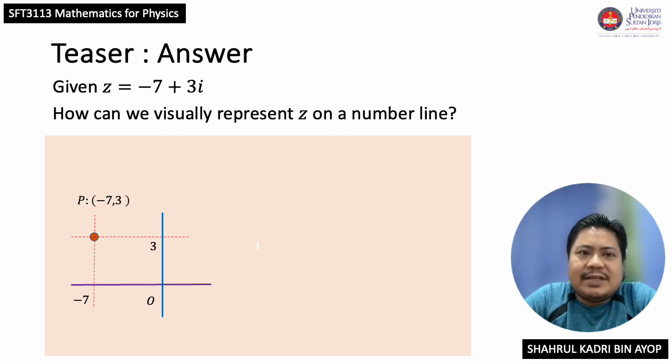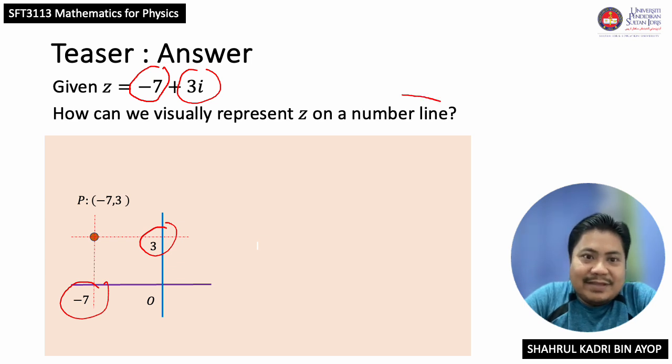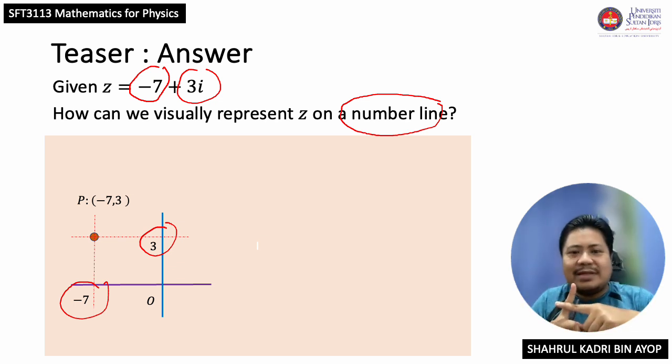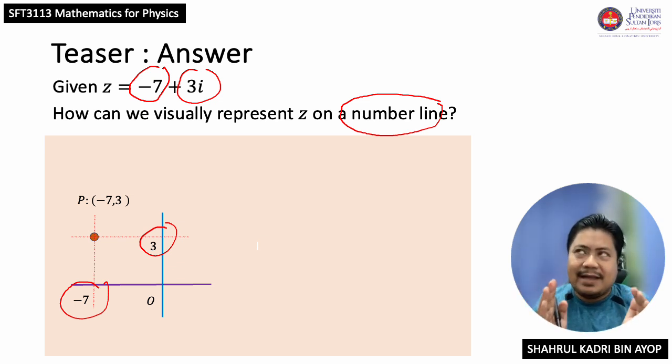So let's return to the teaser. You are given negative 7 plus 3i. This is negative 7 on the real part and 3 on the imaginary part. You cannot use the number line, so we use an Argand diagram, which involves two dimensions. A number line is just one dimension, but since the number has an imaginary part, it has two dimensions: the real part and the imaginary part.